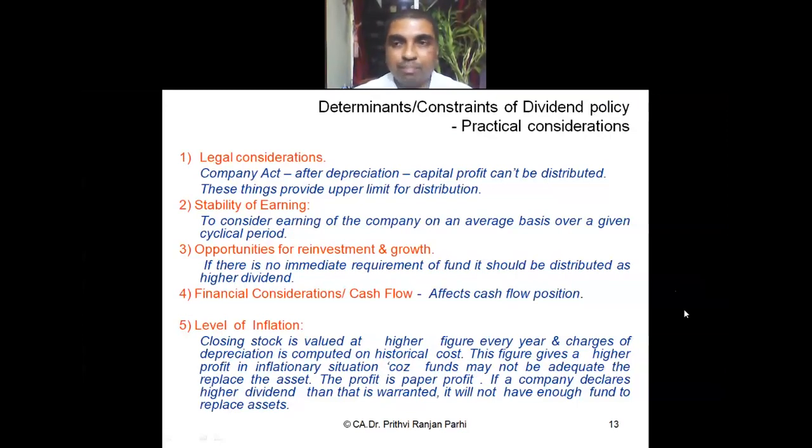No, no, it cannot declare a different dividend for different persons. A particular dividend will be declared, but that might be beneficial for one shareholder and may not be beneficial for another shareholder. But it's not possible that two different kinds of dividends can be declared.